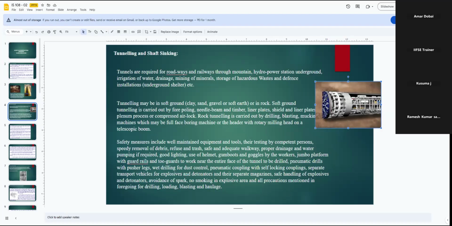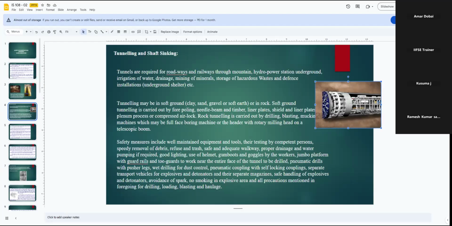Safety measures include well-maintained equipment and tools, testing by competent persons, speedy removal of debris, refuse and trash, safe and adequate walkways, proper drainage and water pumping. Good lighting, use of helmet, gumboots and goggles by the workers. A jumbo platform with guardrails, toe boards to the work area, and the entire face of the tunnel to be drilled. And pneumatic drills with pusher legs, wet drilling for dust control.